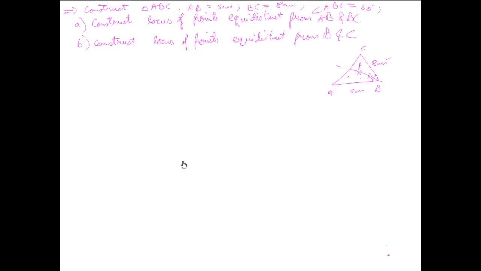Now the proper construction, children. We draw AB 5 centimeters. Then we construct angle 60 degrees. That's 60 degrees, 120, and then we join this line, and then we mark 8 centimeters. Once we mark 8 centimeters, we get point C and we connect it, children. Connect this.